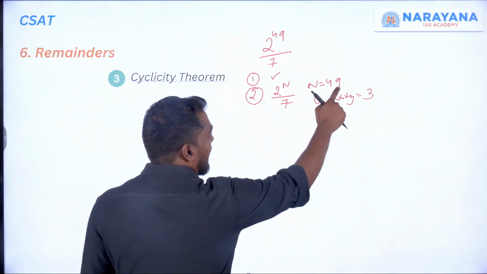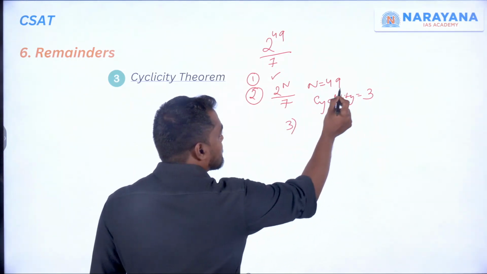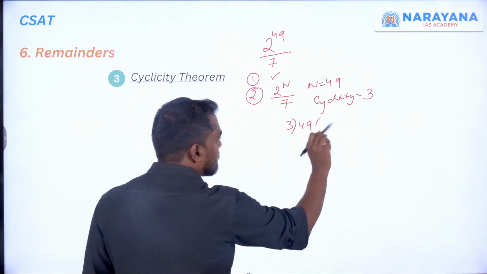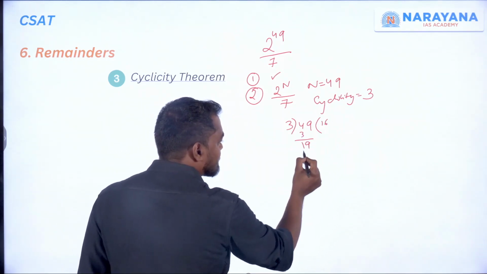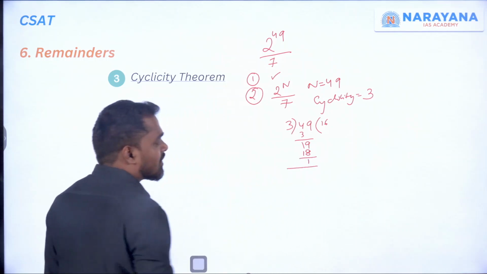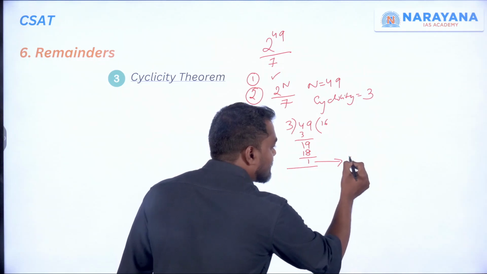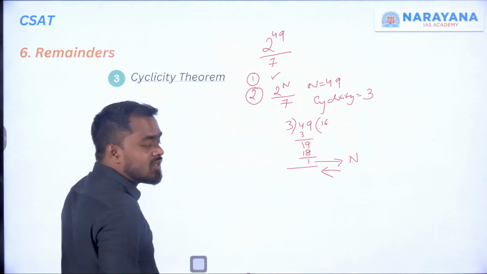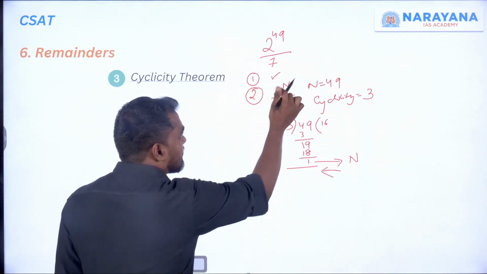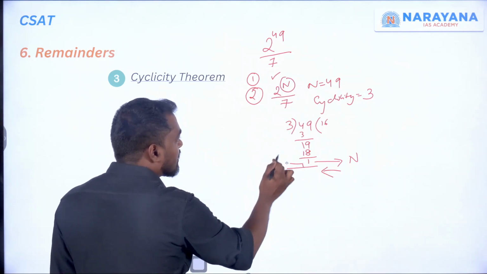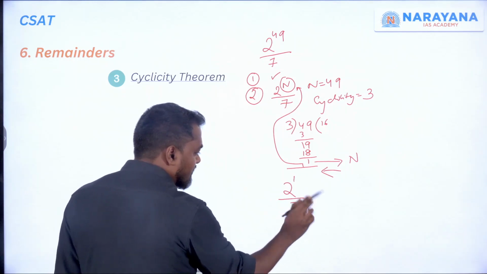Now divide this n with this cyclicity. What is the cyclicity? 3. What is this n? 49. If you do it, 3 ones are 3, 1 9, 3 6 are 18, 1 is your remainder. Now you can substitute this remainder with the n. So what is 2 to the power n by 7? 2 to the power 49 by 7. In the place of n, you can use this remainder. So that is nothing but 2 to the power 1 by 7.